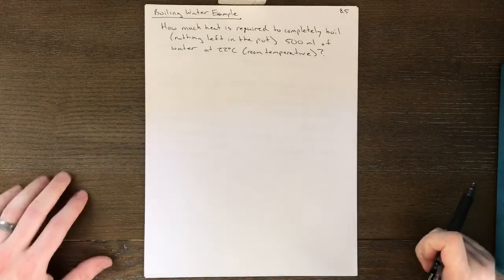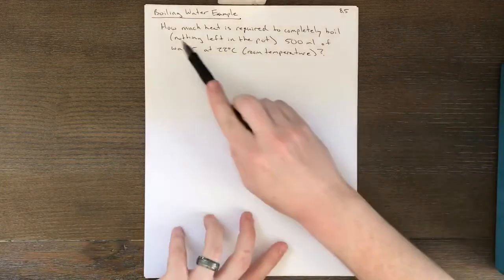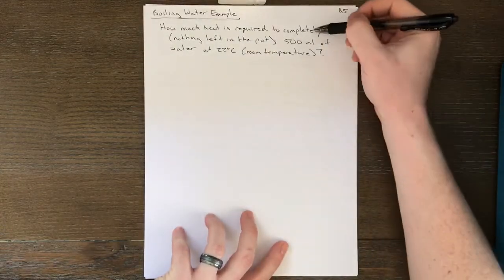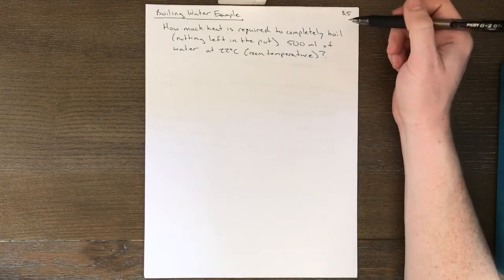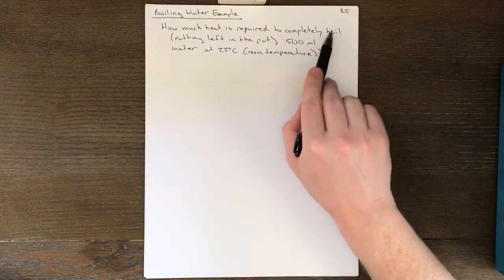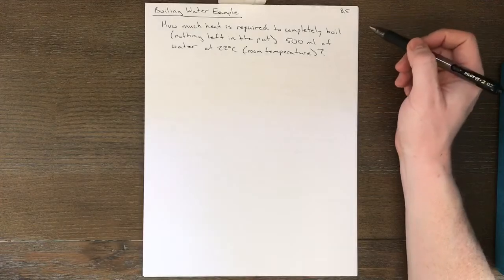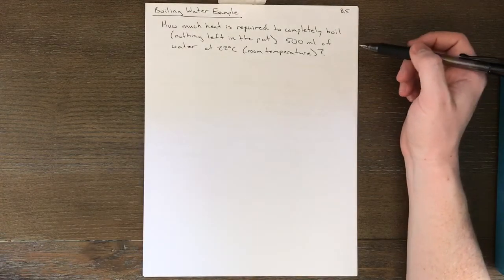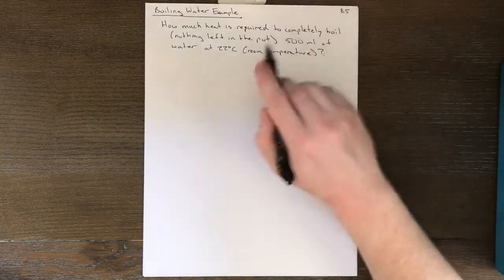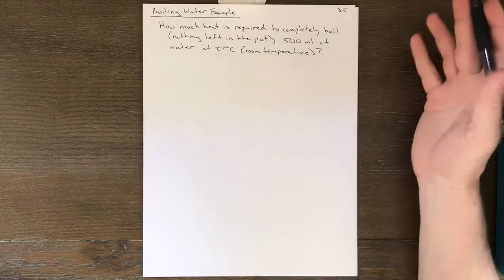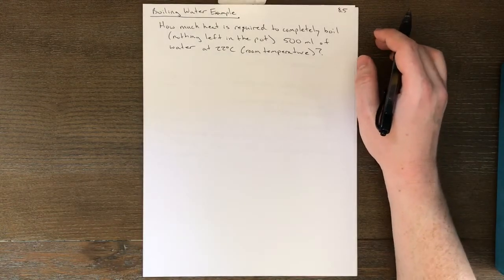All right, so let's look at an example of boiling water. In this problem, I ask, how much heat is required to completely boil 500 milliliters of water at 22 degrees Celsius? And as I point out, when I say completely boil, I mean nothing left in the pot. Every last drop of water has been turned to vapor. So how much heat is required to completely boil 500 milliliters of water at 22 degrees Celsius, which is about room temperature? We're boiling water that starts at room temperature.